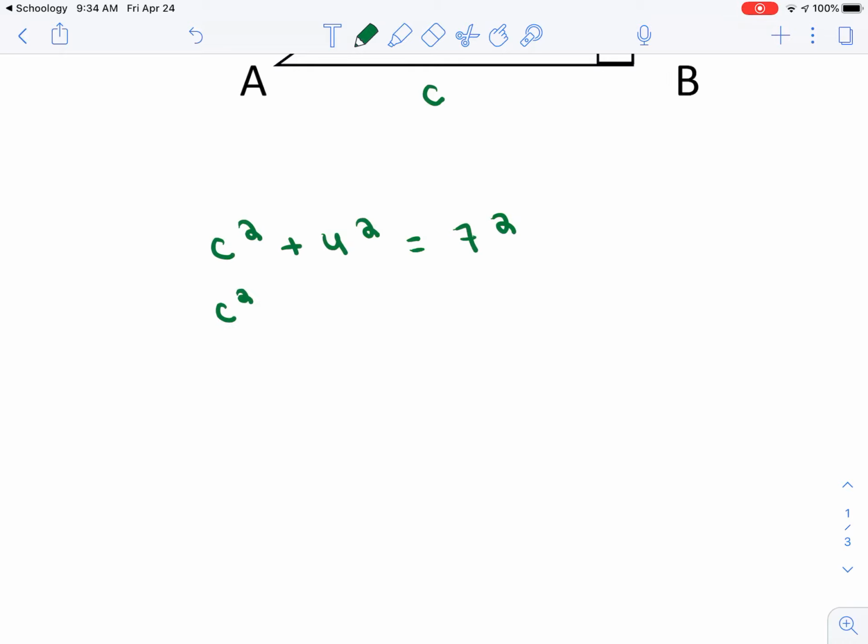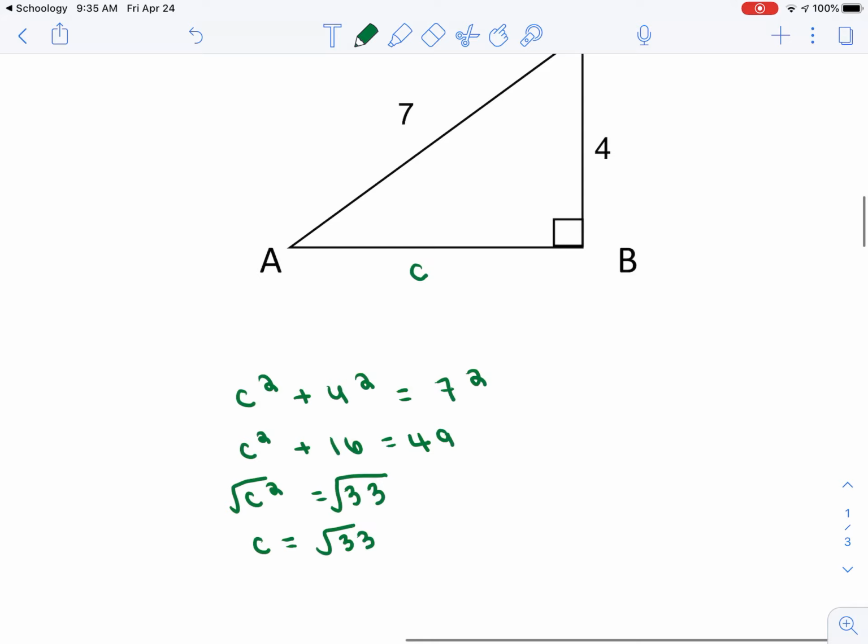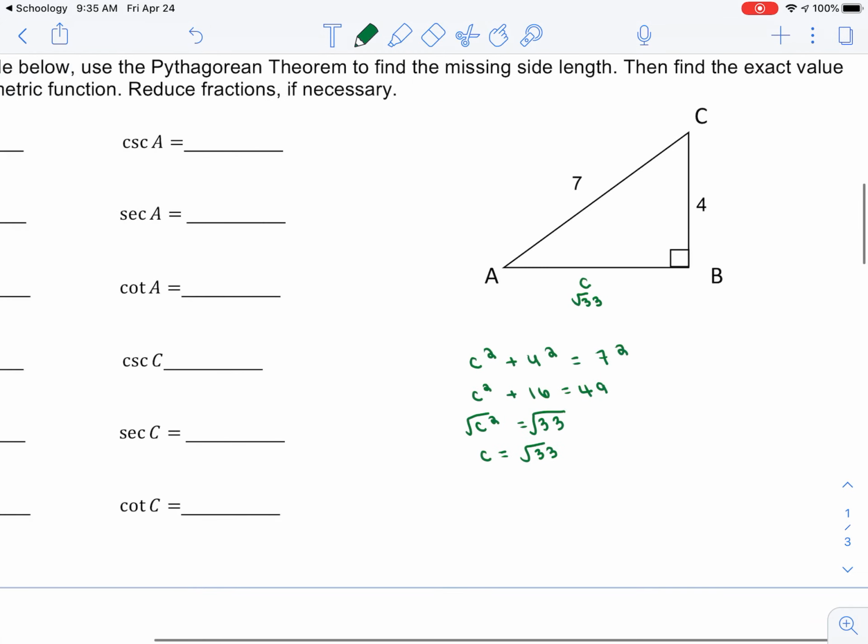So we're going to find C squared plus 16 equals 49. And then we can subtract 16 from the 49. That's going to give us 33, I believe. And then we would take the square root, and we would get that C equals the square root of 33. Now, some of you might be saying, what about the plus or minus? But remember, we're talking about the side length of a triangle, and that would always be a positive measurement. So we're going to keep that as the square root of 33.